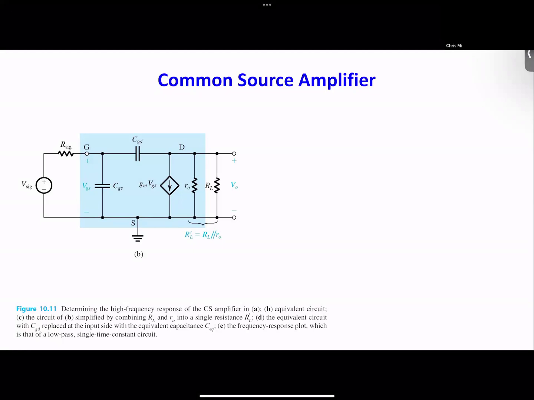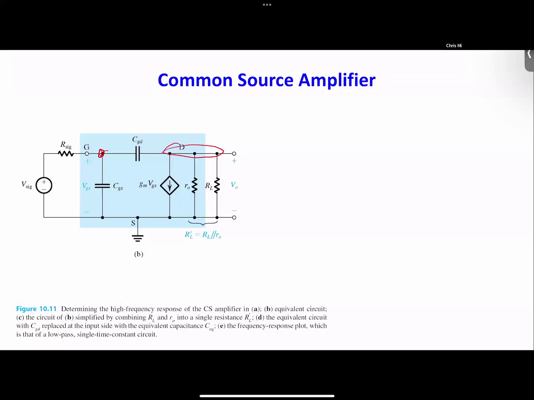So we have RO and RL. These two resistors basically are in parallel. So as one step, we can put these two together, RL parallel with RO. We use one symbol called RL prime to represent these two resistors. So now we can write the nodal equations, a nodal equation over here and a nodal equation over here.